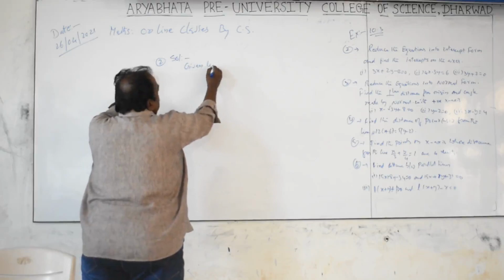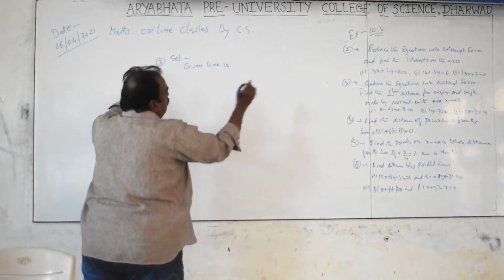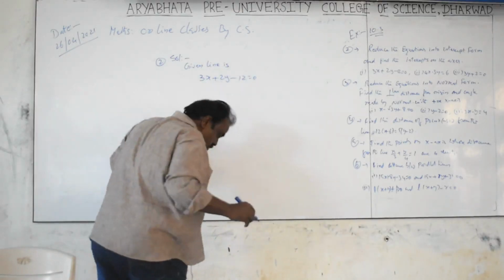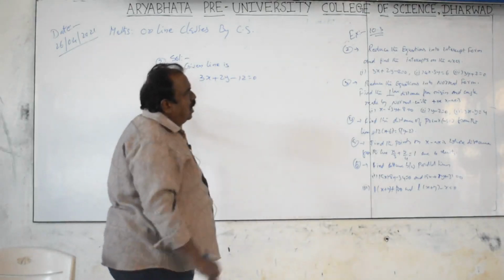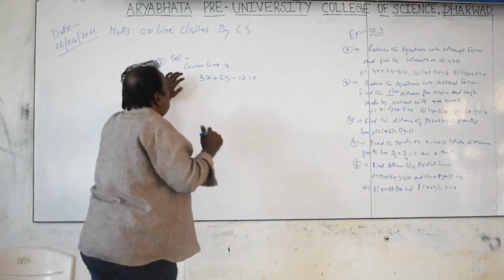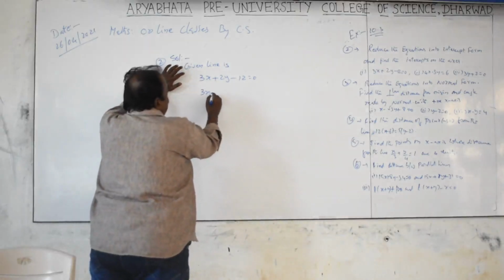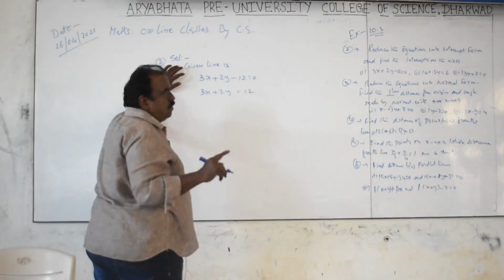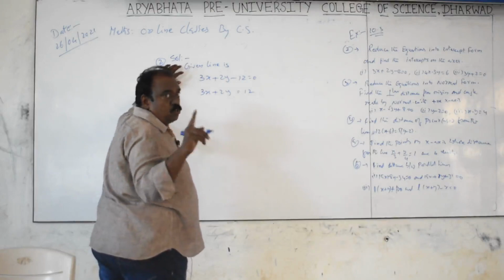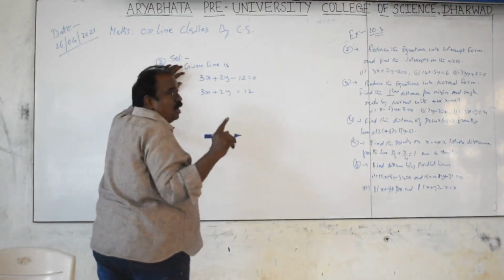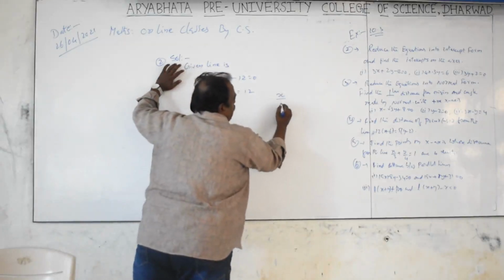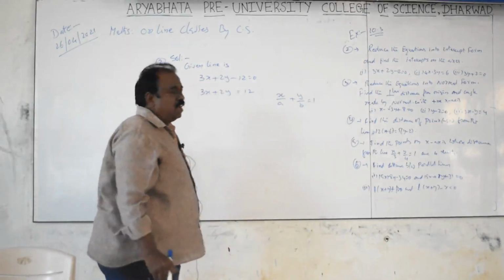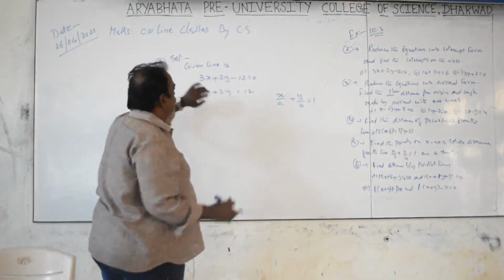Given line is, what is the given line? 3x plus 2y minus 12 is equal to 0. This given equation can be reduced into intercept form. Only intercept, not slope intercept form. Y is equal to mx plus c is a slope intercept form, whereas here we are asked to reduce into x by a plus y by b is equal to 1. This is only intercept form.